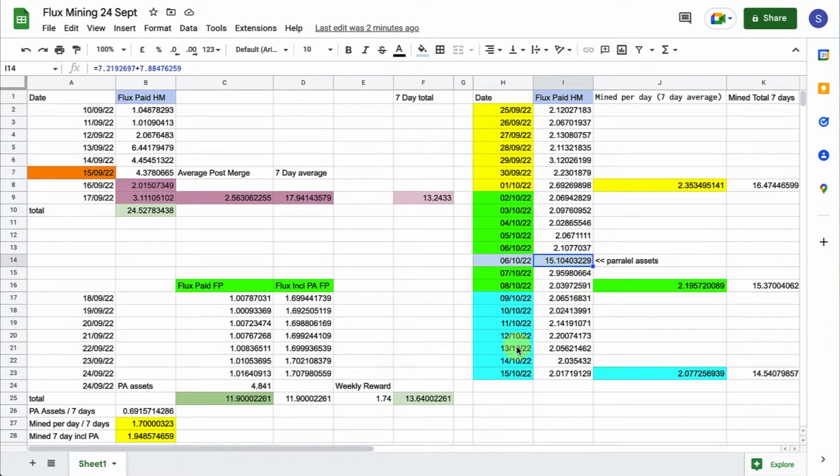And this last week that's just gone by, on average, we're making about 2.07 flux per day and 14.54 flux overall. So you can see every week is dropping a little bit as different people are switching algorithms and switching coins, and the hash rate goes up, hash rate goes down. So difficulty will also change.